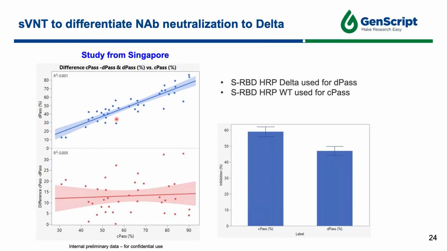As shown here, there's still a very high correlation between the cPass results and dPass results, with an R-squared value equal to 0.8. Generally, we observed a reduction of the dPass results that ranges from 5% to about 20%. So this is the averaged value. On average, we observe about a 15% drop for the dPass reading.